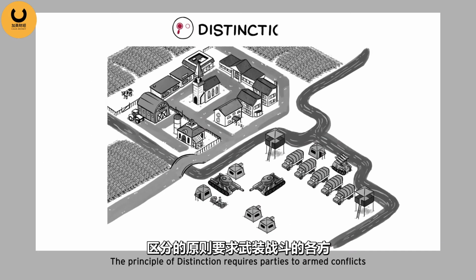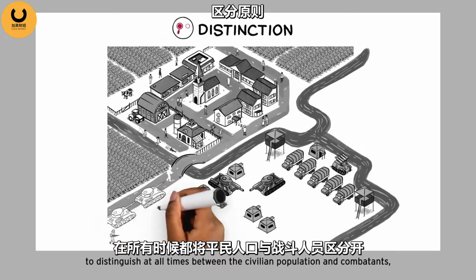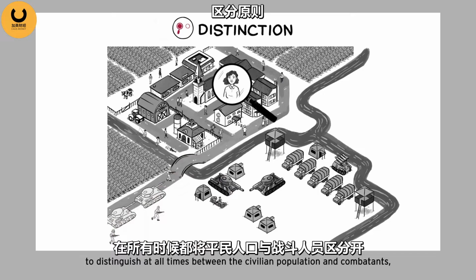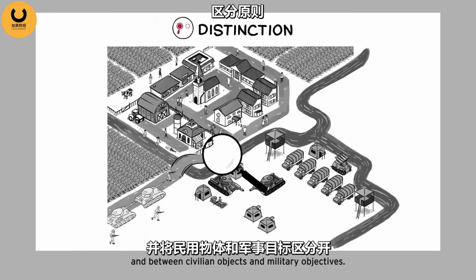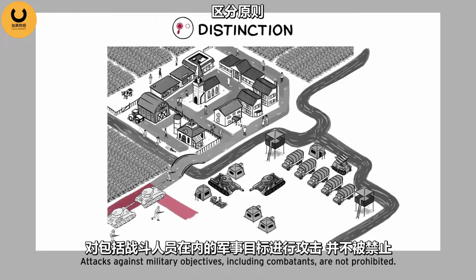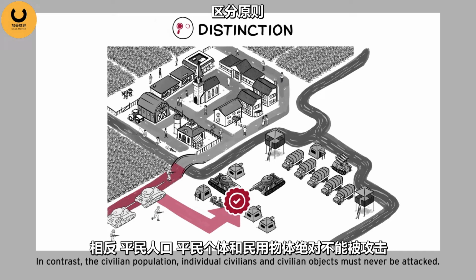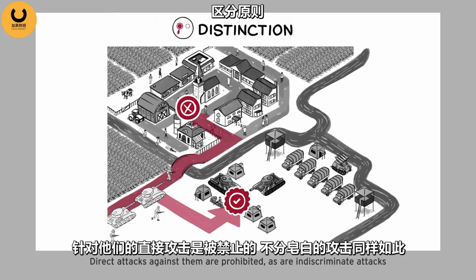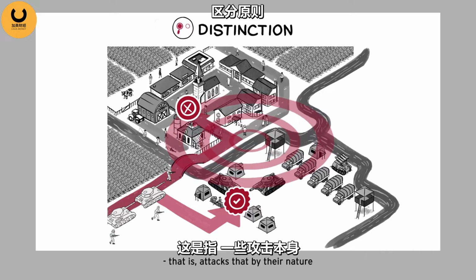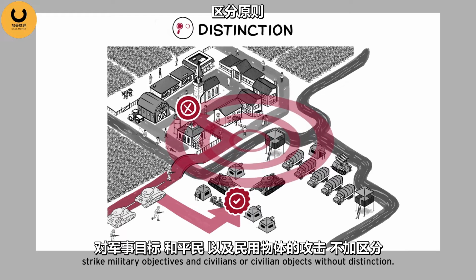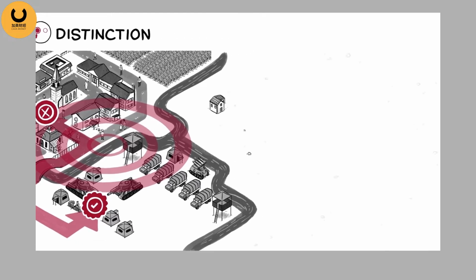The three main principles are distinction, proportionality, and precautions. The principle of distinction requires parties to armed conflicts to distinguish at all times between the civilian population and combatants, and between civilian objects and military objectives. Attacks against military objectives, including combatants, are not prohibited. In contrast, the civilian population, individual civilians, and civilian objects must never be attacked. Direct attacks against them are prohibited, as are indiscriminate attacks. That is, attacks that by their nature strike military objectives and civilians or civilian objects without distinction.